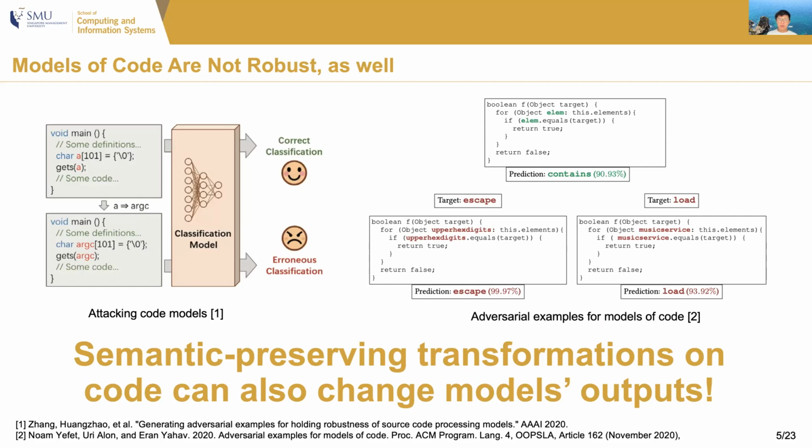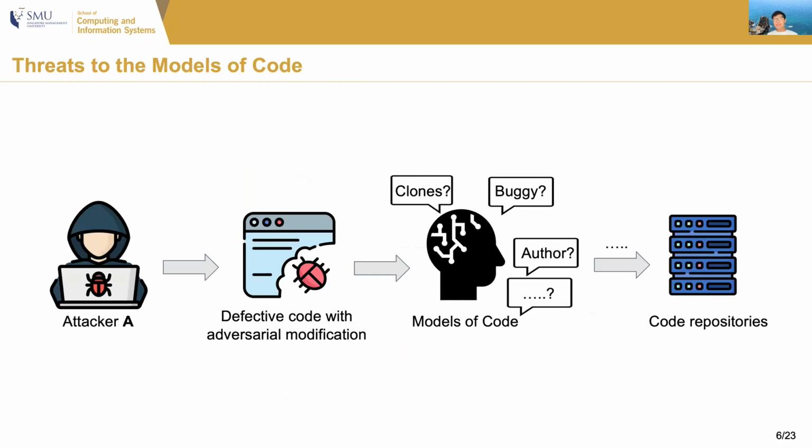On the right side, the model predicts a function name. If we change the original variable name, alum, to other variable names like upper hash digits, the model will predict a totally different label with a very high confidence value. The fact that semantic preserving transformations on code can also change the model outputs highlights some security threats to models of code. A typical threat model is shown in the slides.